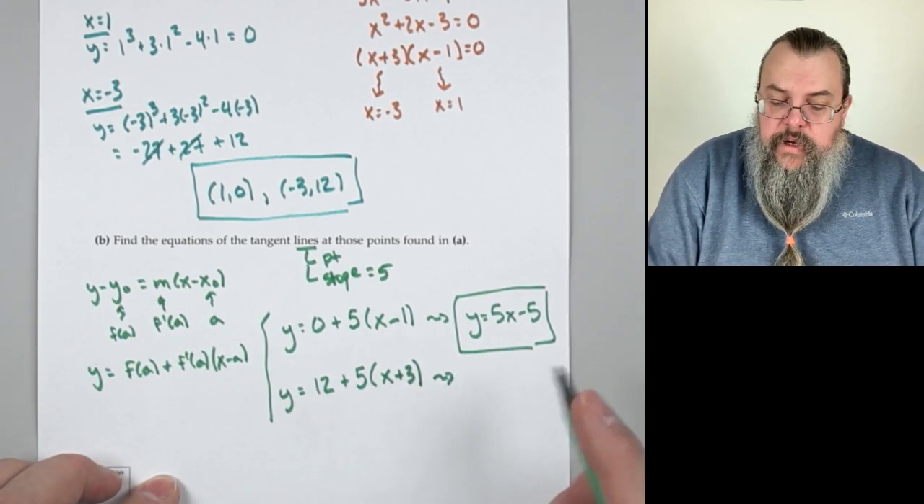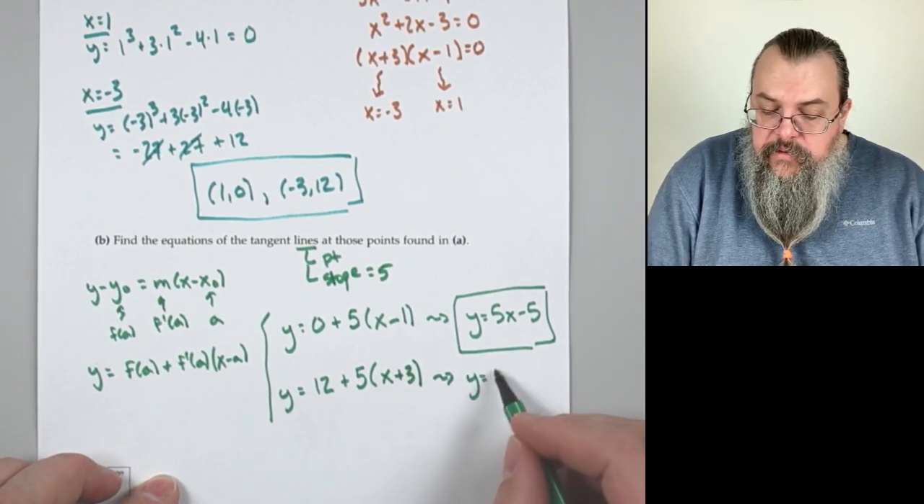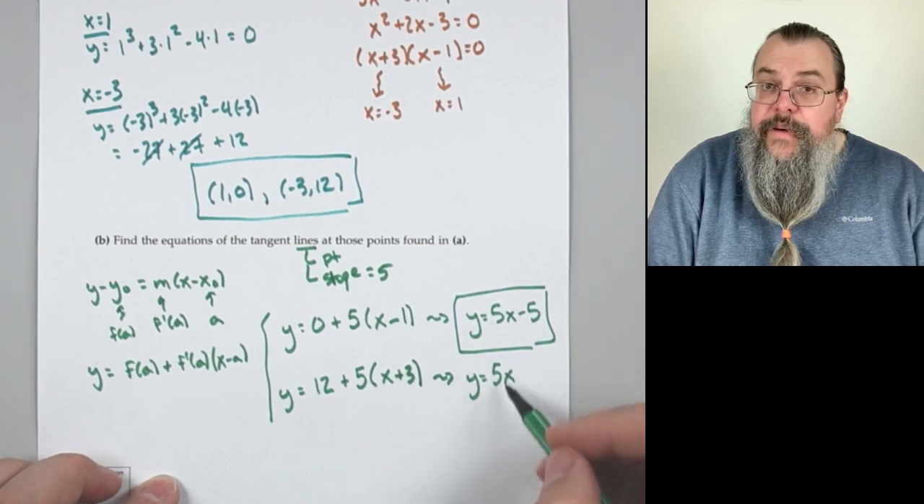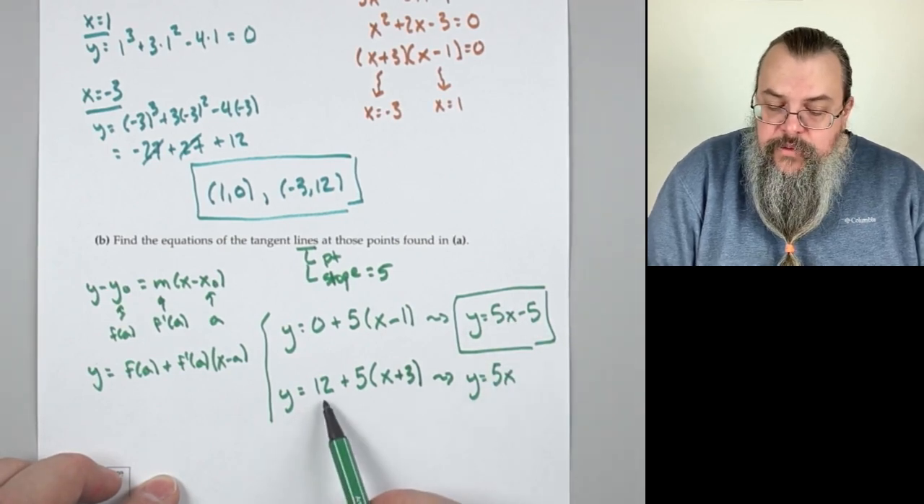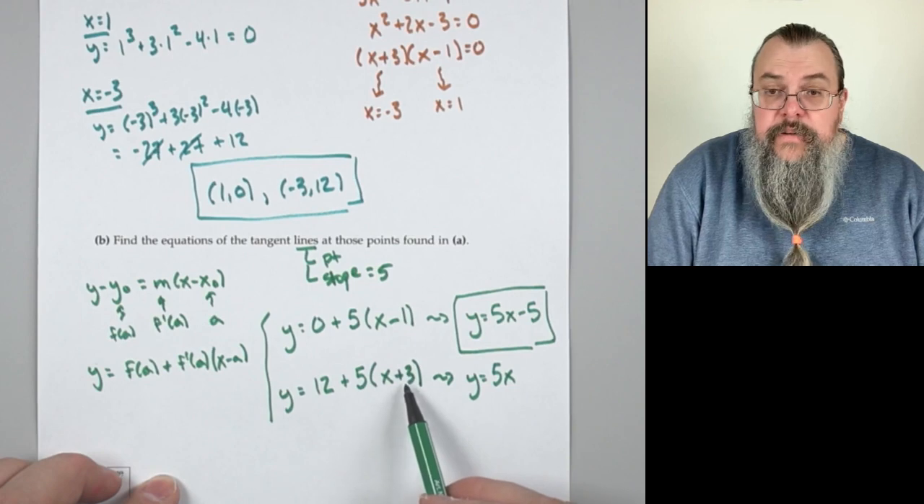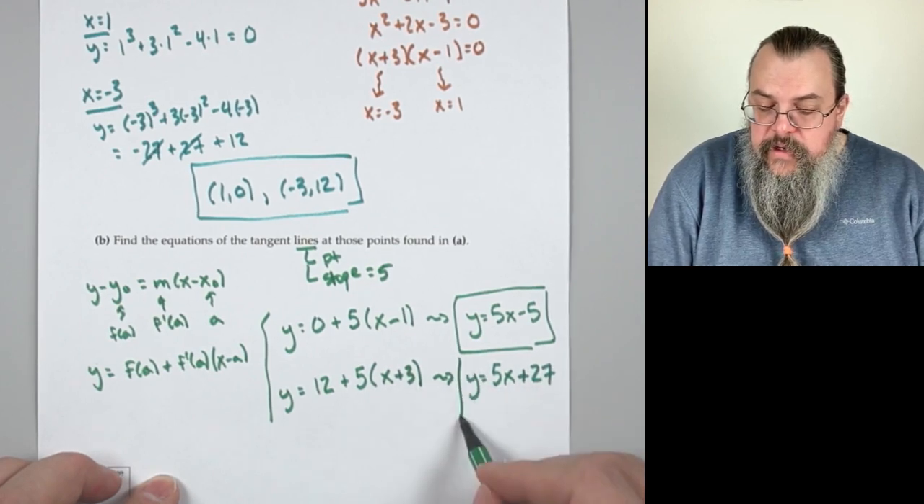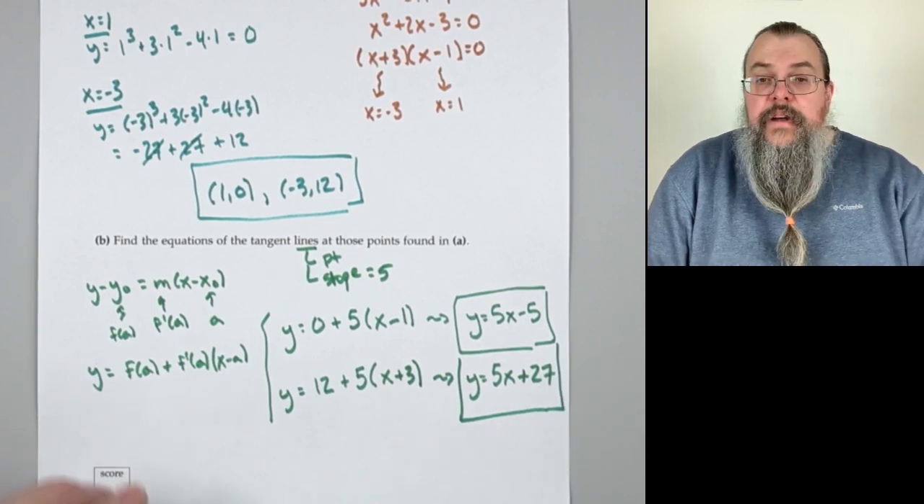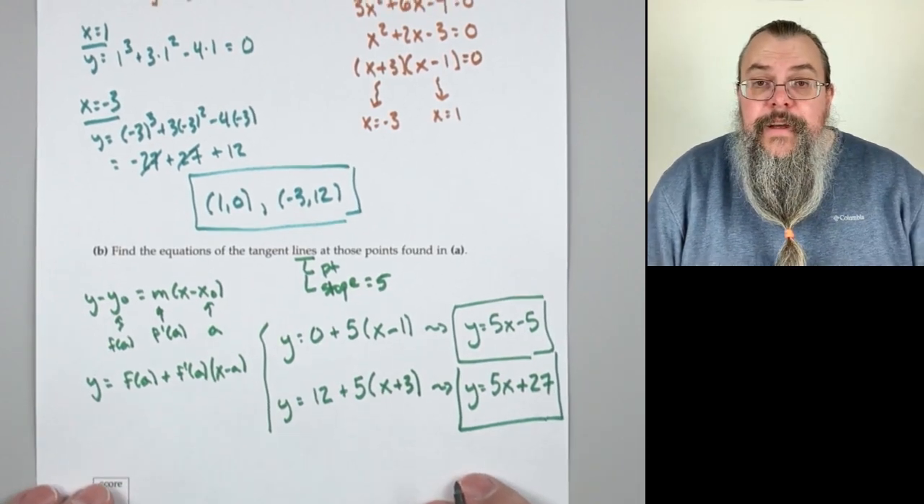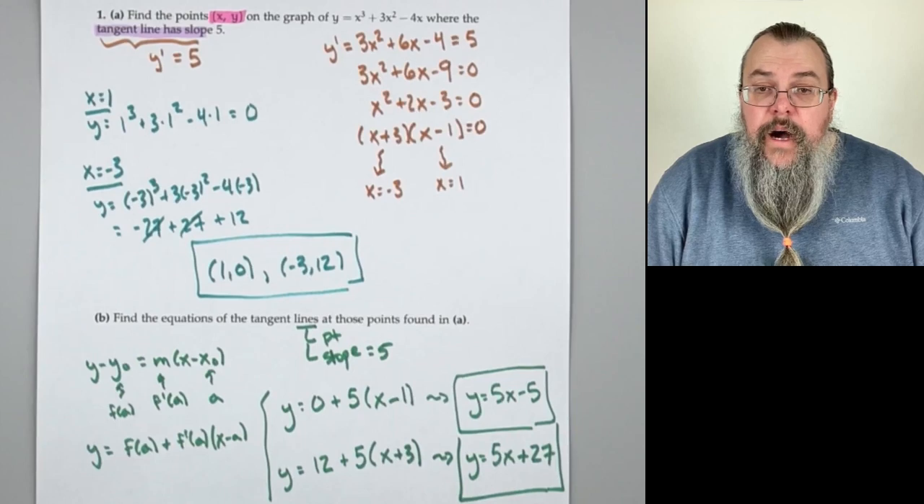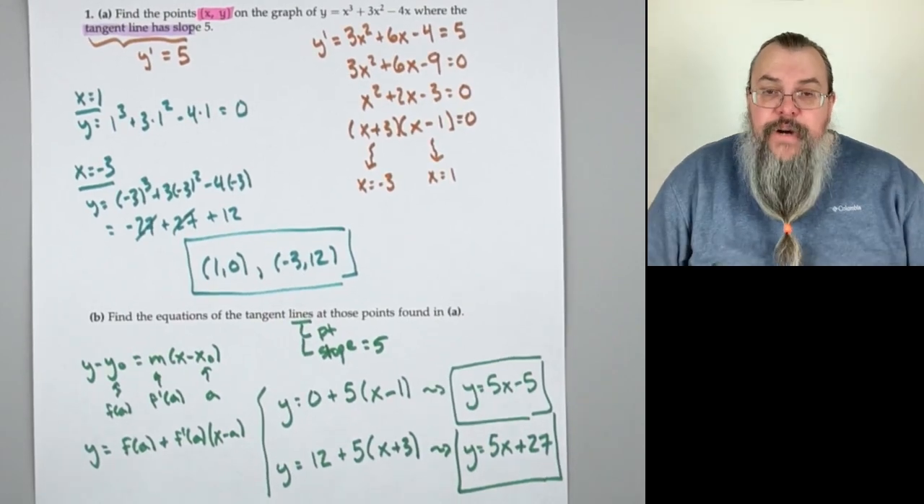Okay, so what do we get? Y equals 5x, since we're always going to have slope 5. Then we have 12 and 15 makes 27. And we're done. That's the problem. Great, fun problem.